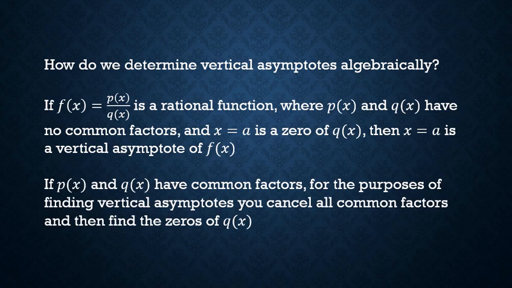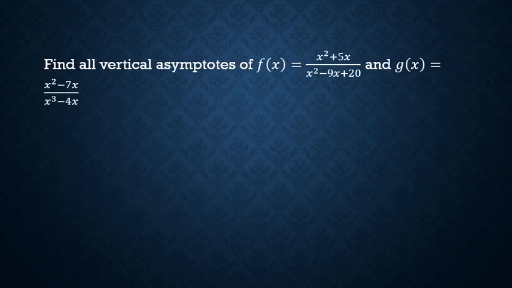Now, what do you do if P and Q do have common factors? Then for the purposes of finding vertical asymptotes, you cancel out all the common factors. Then you find the values of x that make Q equal to 0. Those x values are going to be your vertical asymptotes. So let's do a couple samples here to see how we would do this.